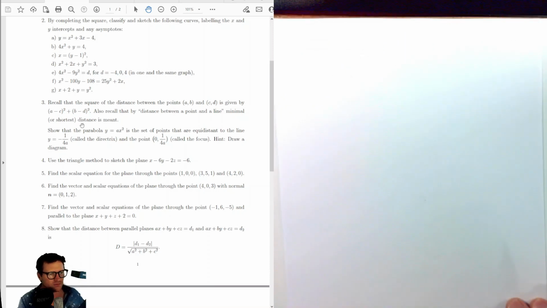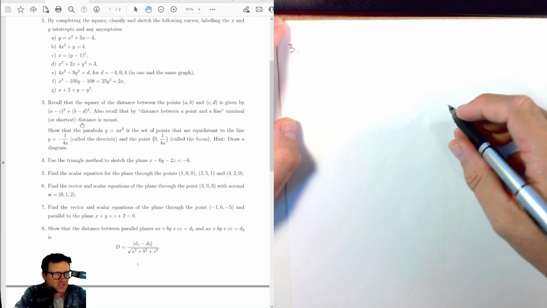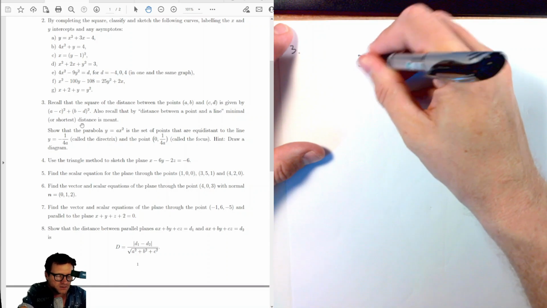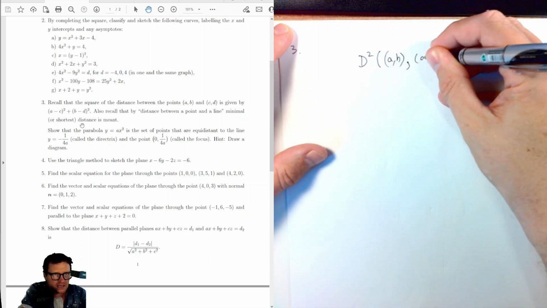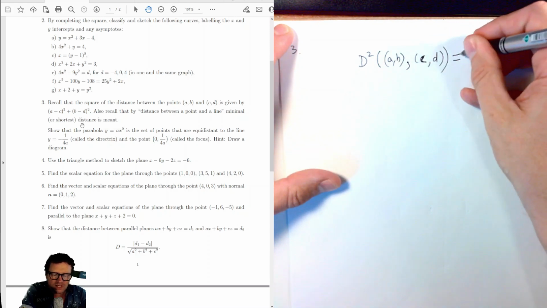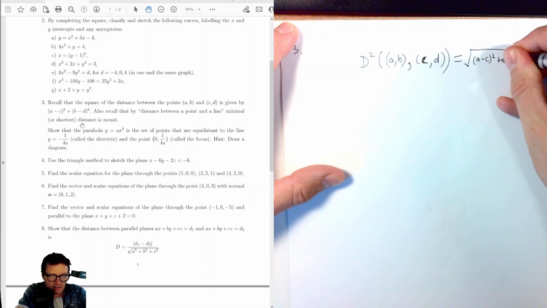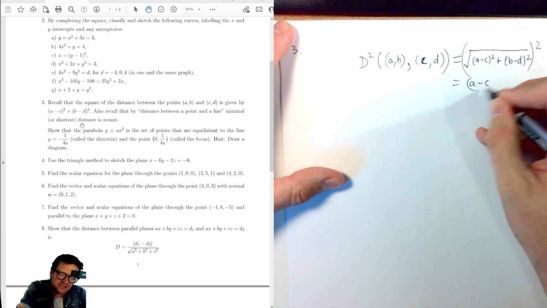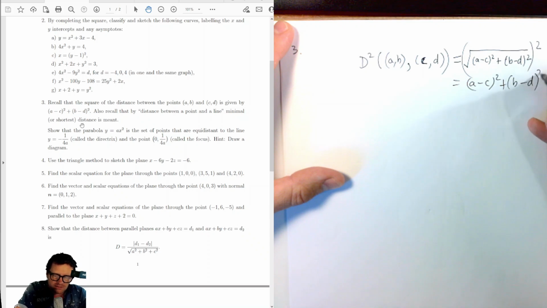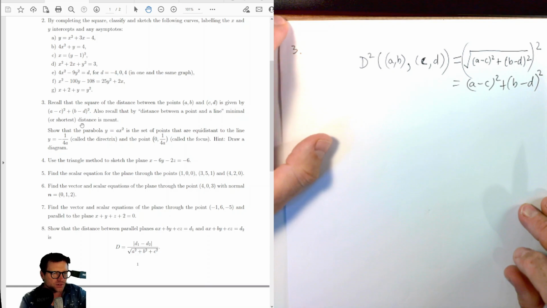Let's move on. All right, so this question 3 looks like a little bit of a challenge, but that's okay. I hope you're up for it. Recall that the square of the distance, so d squared, between points a comma b and c comma d is equal to the square root of the sum of the squares of the differences. So a minus c squared plus b minus d squared, and then since we're squaring that distance, we're squaring this. So what we get then is a minus c squared plus b minus d squared. All right, so that's the square of the distance. Also recall that by distance between a point and a line, minimal or shortest distance is meant.